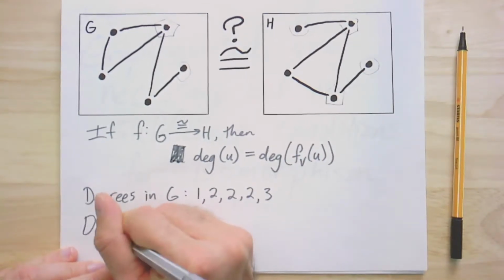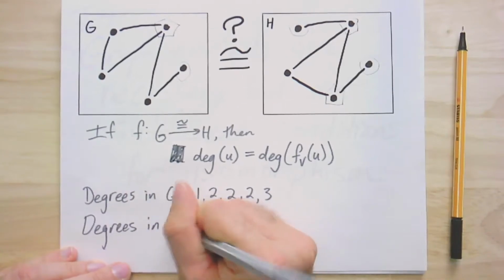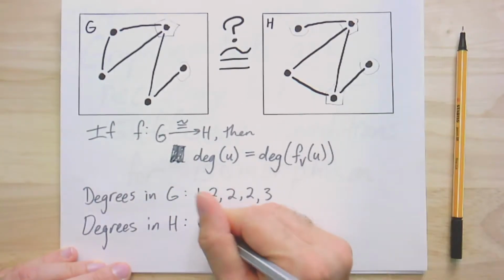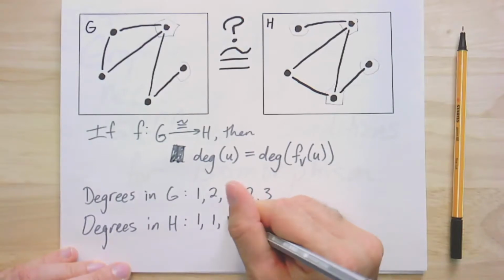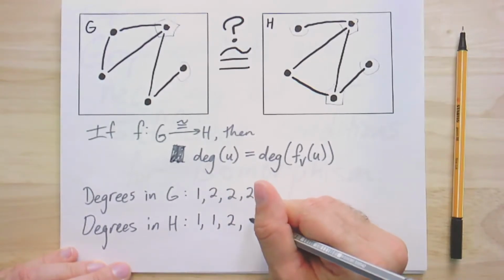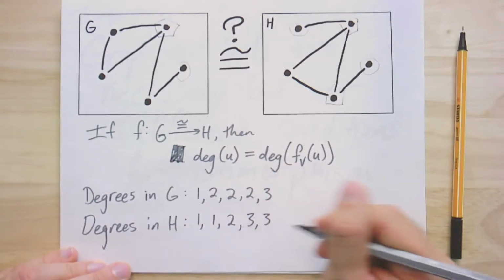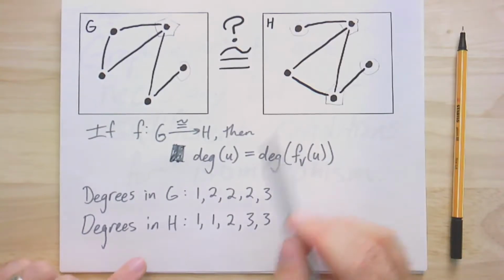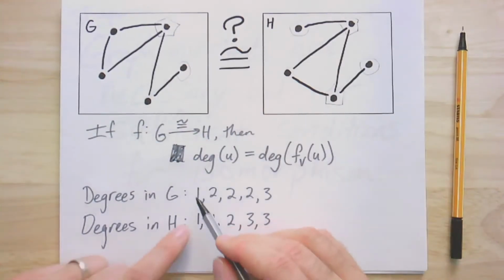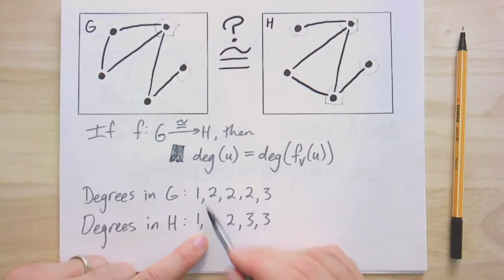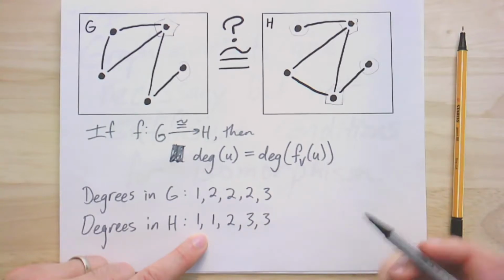And similarly now, if I looked at the degrees in the graph H, I would see, okay, well, there's a degree 1, a degree 2, and then 2 degree 3 vertices. So any bijection between the vertex sets would give me a bijection between these where they have to, 1 would have to map to a 1, a 2 would have to map to a 2.